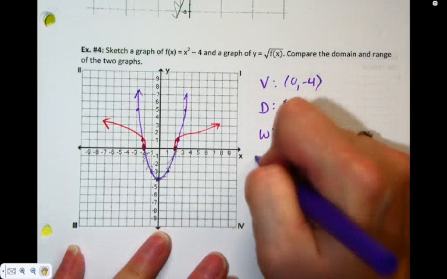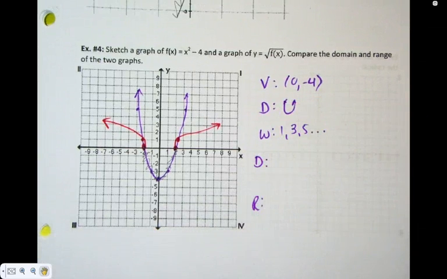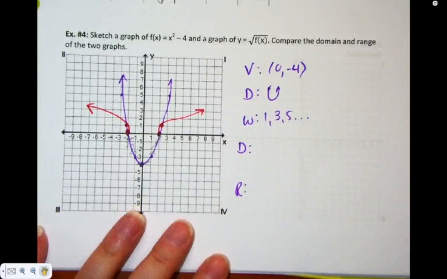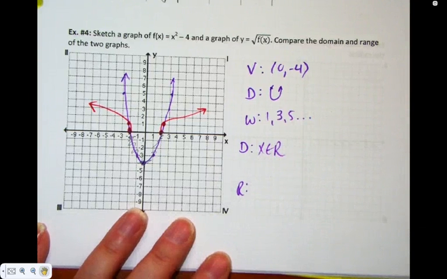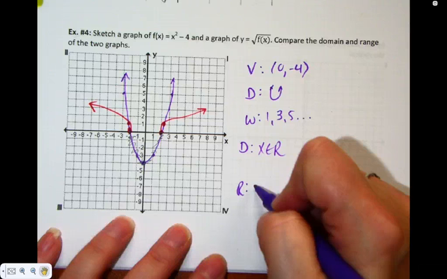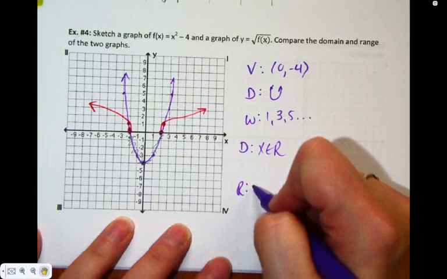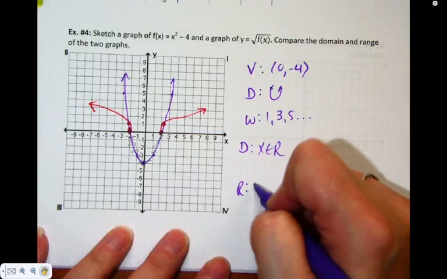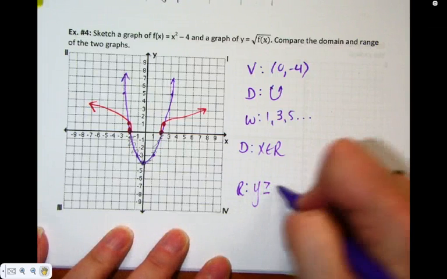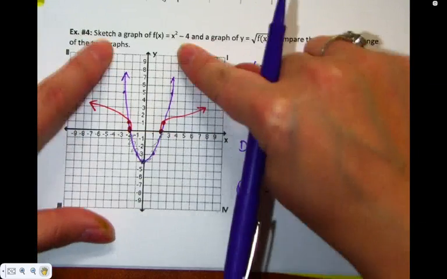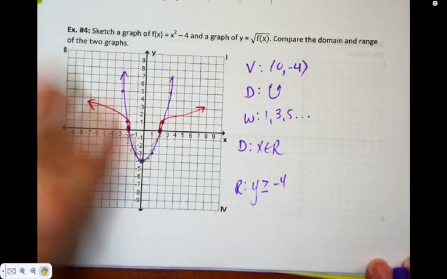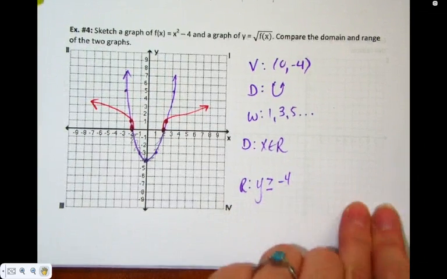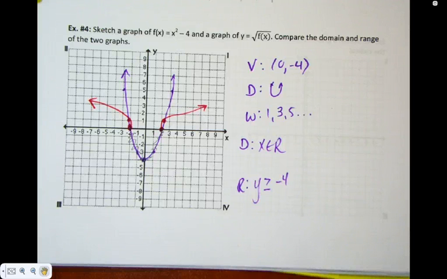Domain and range of the parabola. Why is it all reals? Because the parabola goes on forever, left and right. This is of the parabola. This is just of the original graph. Now I'm going to do of the radical graph. Do you always have to do the original graph? Depends what the question asks. This one says compare of the 2 graphs.